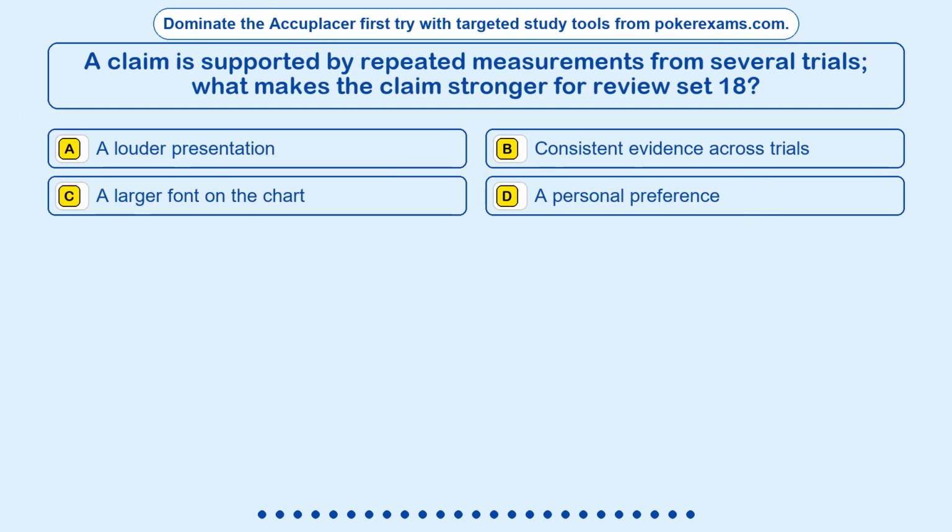Question 25. A claim is supported by repeated measurements from several trials. What makes the claim stronger for review set 18? Option A, a louder presentation. Option B, consistent evidence across trials. Option C, a larger font on the chart. Option D, a personal preference.